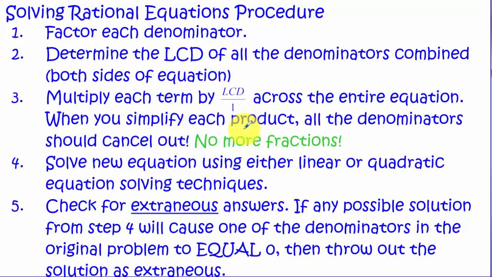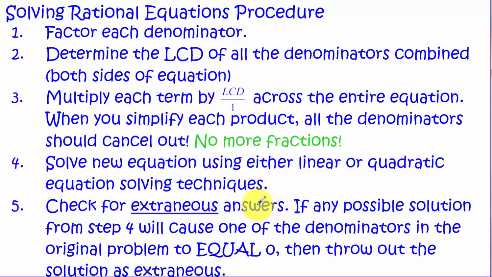Algebra allows us to multiply both sides of the equation by a particular expression as long as it's the same on both sides and we don't change the equation. The benefit is when we simplify each term, all the denominators are going to cancel out, so no more fractions, so we have an easier equation to solve. So as stated before, we'll use, depending on whether it's a linear or quadratic equation, the appropriate technique.